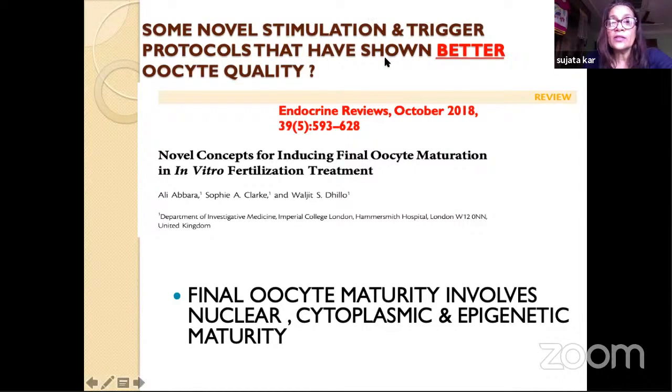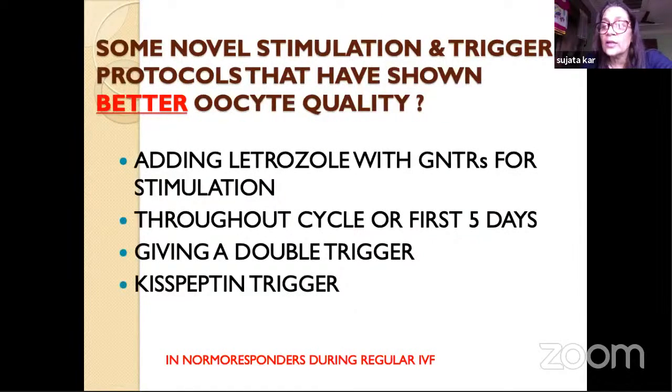Now, some novel stimulation and trigger techniques have been shown to give better oocyte quality. I guess it does not improve the quality of existing oocytes, but it might at least help us in getting the best quality oocytes from the cohort that we are stimulating. And this, of course, we know is based on the fact that final oocyte maturation is a complex process, and it involves nuclear, cytoplasmic, epigenetic maturity. And our typical IVF cycle, in which we stimulate and then we give a trigger, may not actually be looking at all these aspects of maturity of an oocyte.